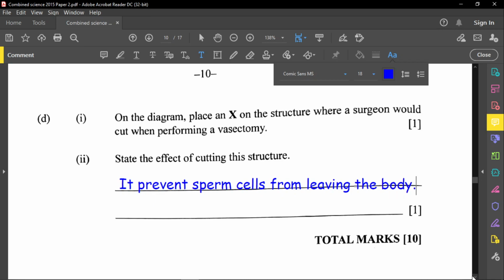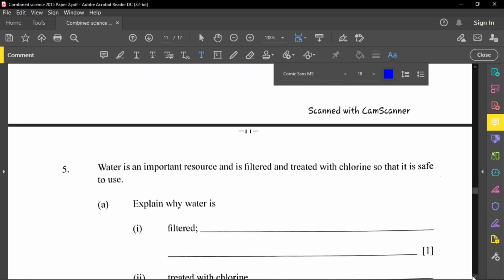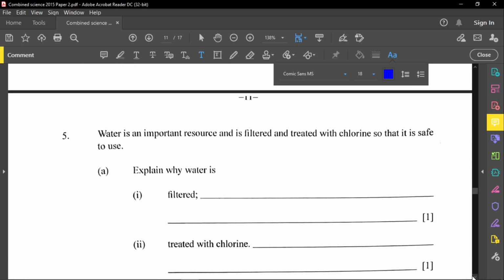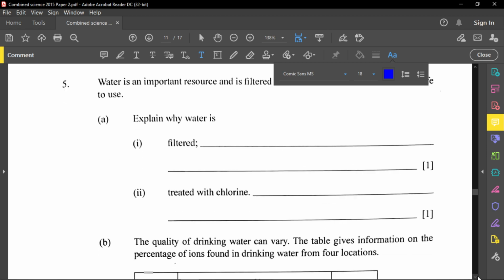Let's jump to the next question right here now. In this question, it said, water is an important resource and it is filtered and treated with chlorine so that it is safe to use. Okay. And it says, explain why water is filtered. Water is filtered to remove the solid particles or any suspended particles. Okay, so that's the filtration process.